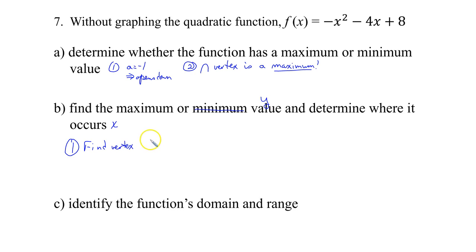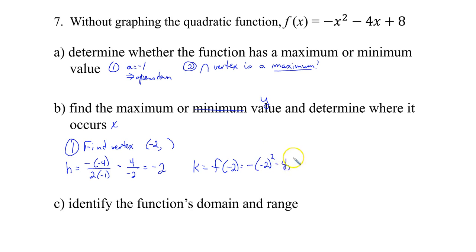So the vertex for this problem is going to be h is equal to negative b, which is negative 4, over 2a, which is negative 1. So it's going to be a positive 4 over a negative 2. So we're going to have a negative 2 for the x part of the vertex. The k part of the vertex, we're going to plug negative 2 in. So f of negative 2. Now watch out on this one. Negative, and then negative 2 squared minus 4 times negative 2 plus 8.